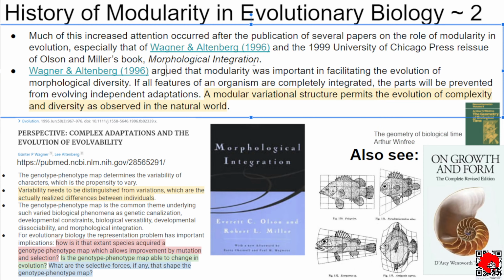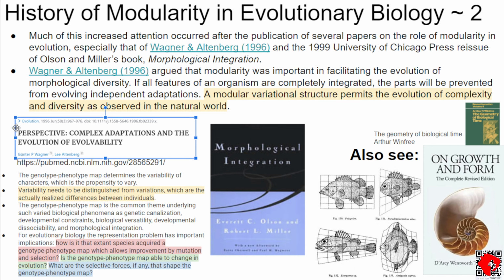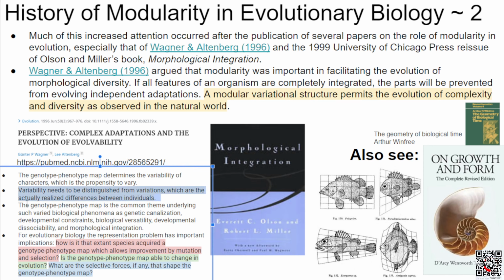So here are some of the highlights of the Wagner and Altenburg 1996 evolution paper. A few quotes from them. Variability needs to be distinguished from variation, which are the actually realized differences between individuals. There's some interesting discussion about the genotype-phenotype map, and also by M. Pigliucci on this topic of the genotype-phenotype map.